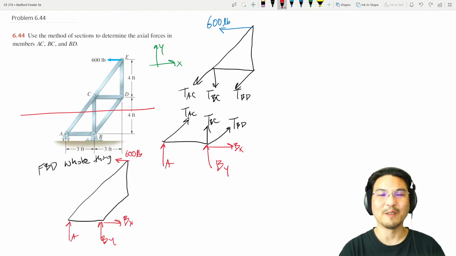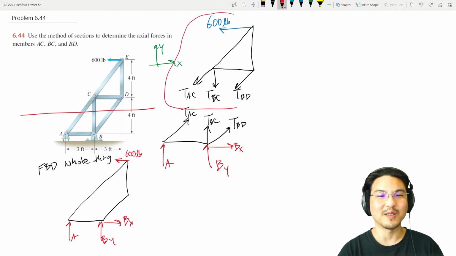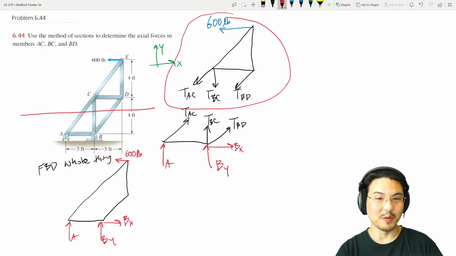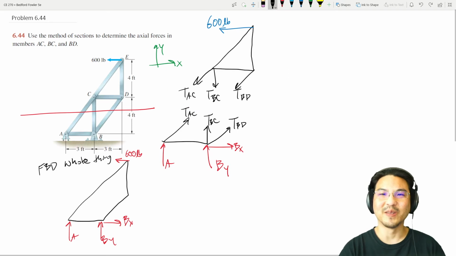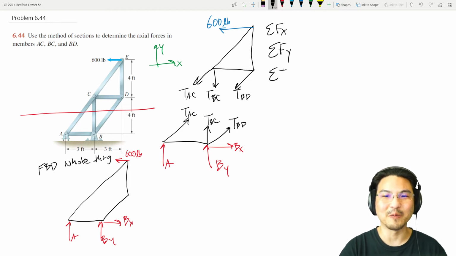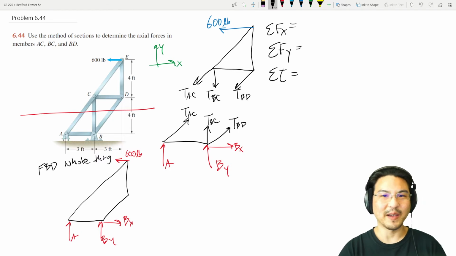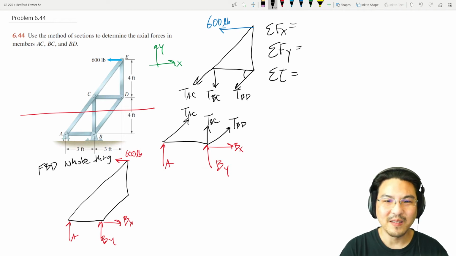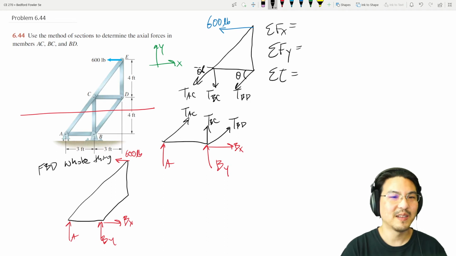But if we just went with this section, it only has 3 unknowns. So then we could just write 3 equations for those 3 unknowns and we'd be done. Okay, let's do that instead. We need a little bit of geometry. This angle I'll call theta, which looks to be the same as here.